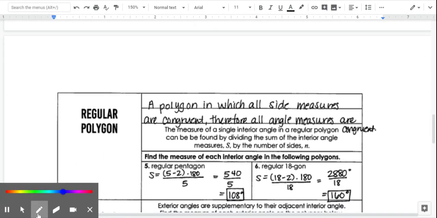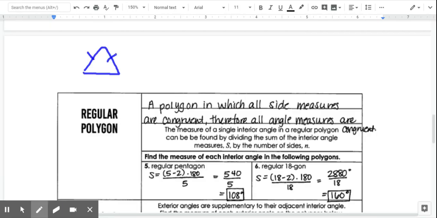So next thing we're going to define is a regular polygon. A regular polygon is a polygon in which all side measures are congruent. Therefore, all angle measures are congruent. So examples of a regular polygon would be an equilateral triangle, which we've talked about. If all sides are congruent, we know that it's also equiangular, that word that I love. So all the angles are the same.